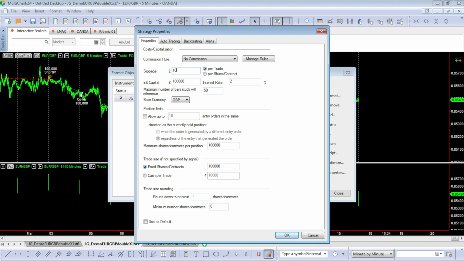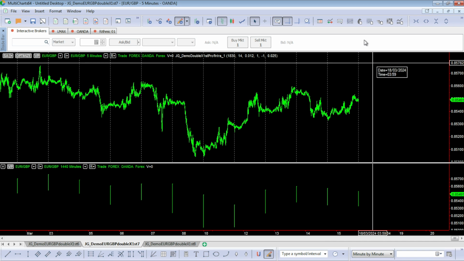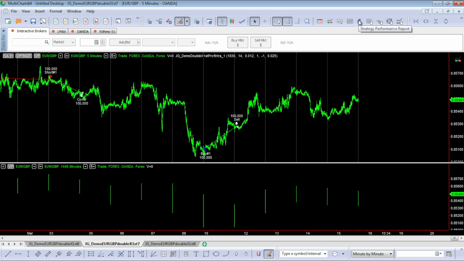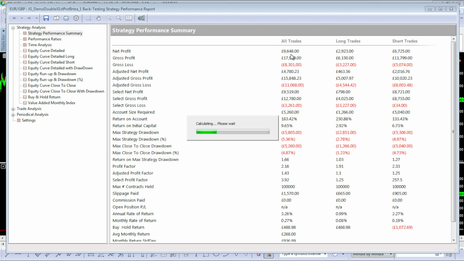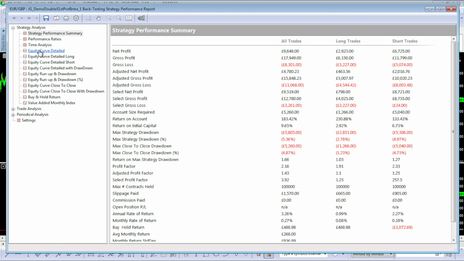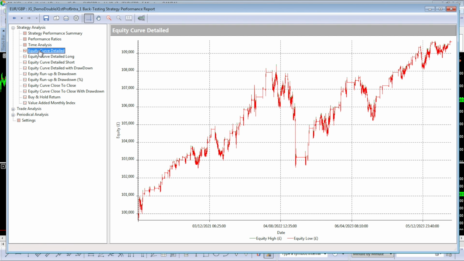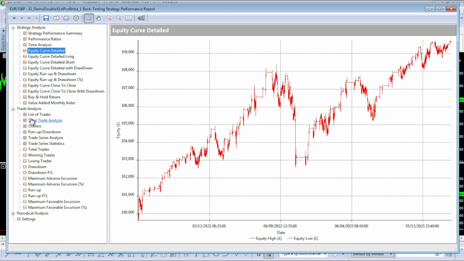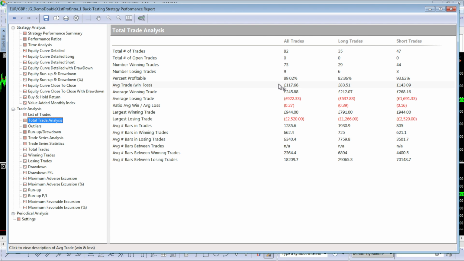Same to the original video, £10 or 1 pip per trade, just to show you that once the costs are added, we see less net profit, obviously. Equity curve looks almost the same. Average trade value has dropped a little bit to £117, but there's still an edge there in this strategy, even once we are paying trading costs.